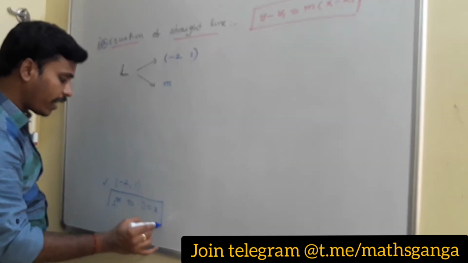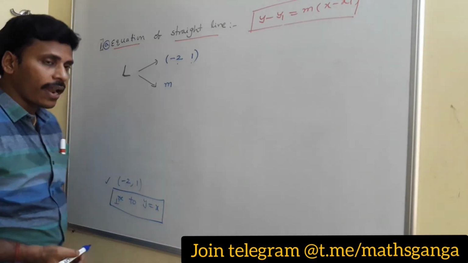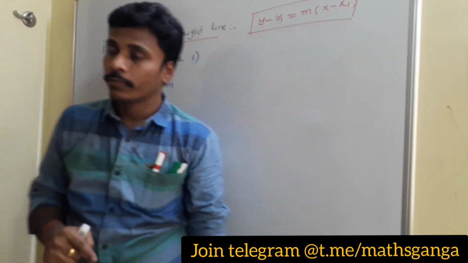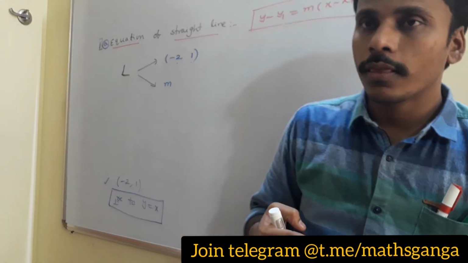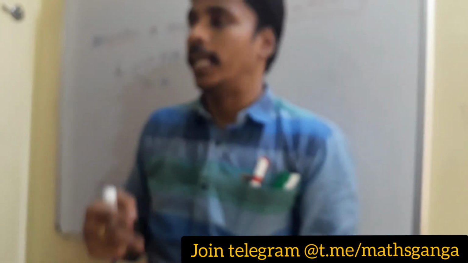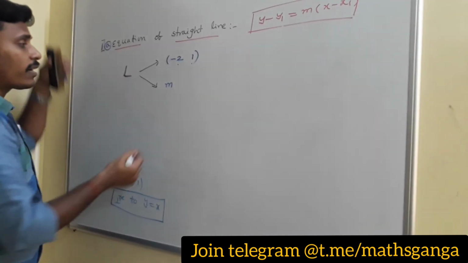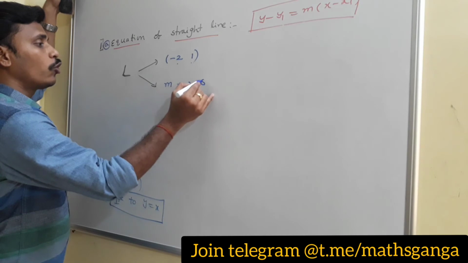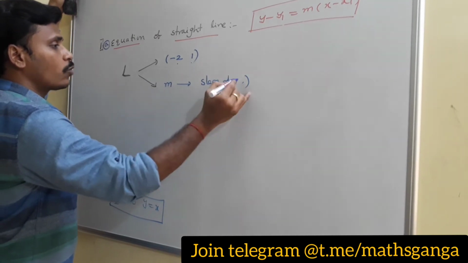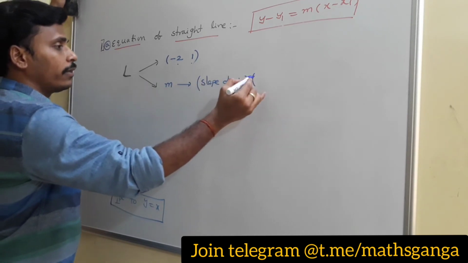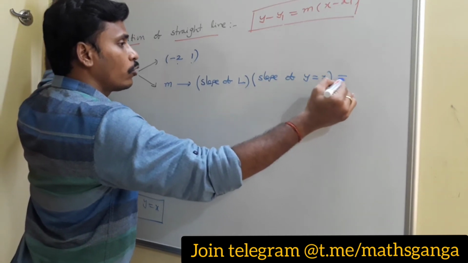Now think about this. The required line is perpendicular to y is equal to x. Since the required line and the given line are perpendicular, as I mentioned in the previous class related to slopes, the product of the slopes of perpendicular lines is minus 1. If two lines are perpendicular, then the product of their slopes is minus 1. With that idea, to find m, we need to do: slope of the required line into slope of y is equal to x is equal to minus 1.